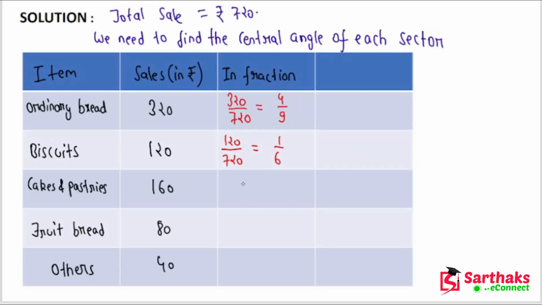For 160, we have 160 upon 720. In this the fraction turns out to be 2 upon 9. Then we have fruit bread for rupees 80. So 80 upon 720, again cancelling the 0 and then dividing by 8, we get the fraction 1 upon 9. And at last 40 upon 720. So directly dividing 720 by 40 and cancelling the common factor, we get 1 upon 18. So these are the fractions.